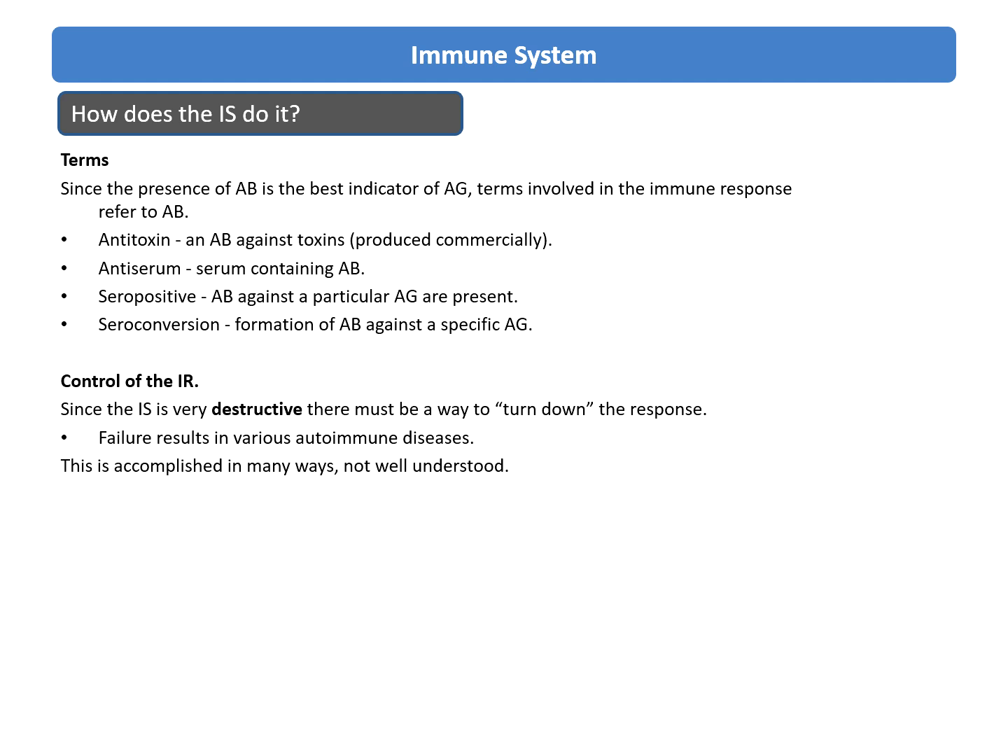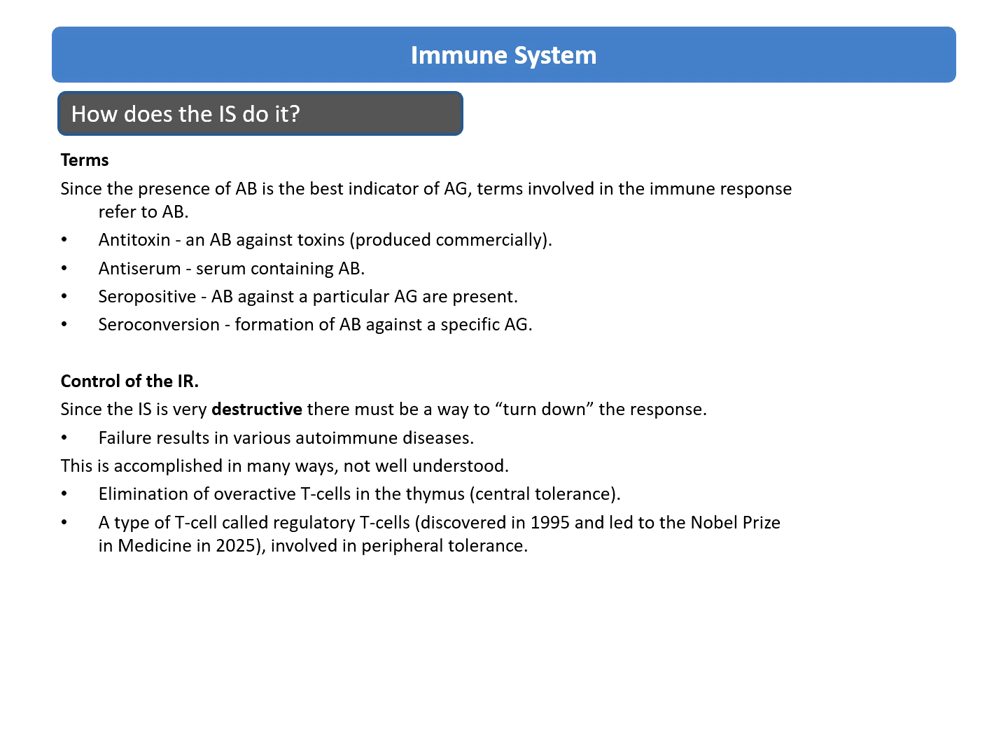Control is accomplished in many ways. They're not well understood. For example, elimination of overactive T cells in the thymus. This is called central tolerance. A type of T cell called the regulatory T cell was discovered in 1995 and led to a Nobel Prize. This is involved in peripheral tolerance.